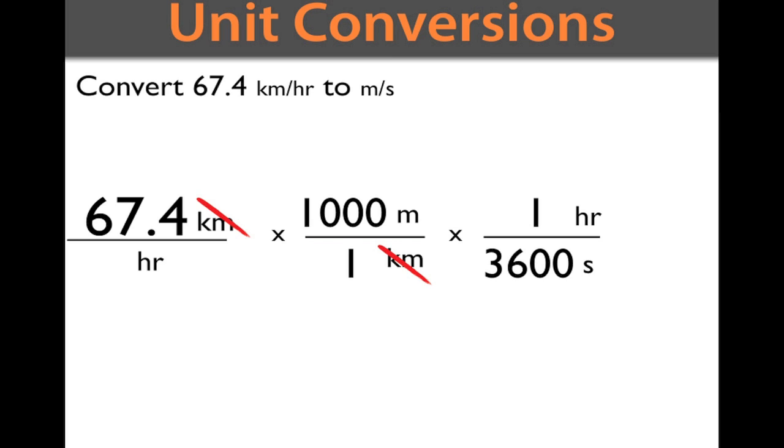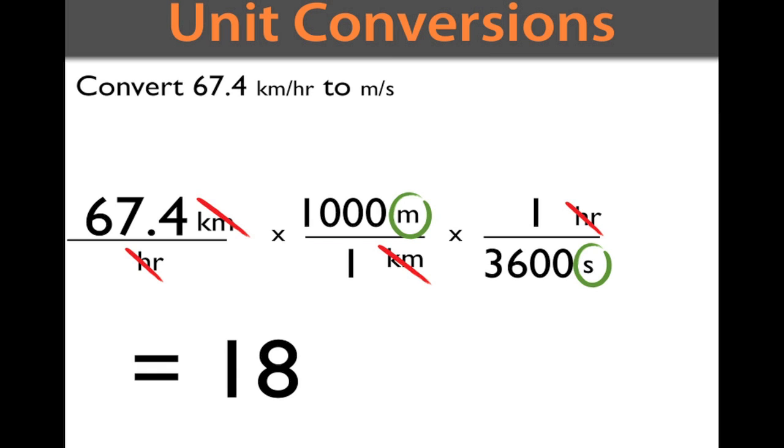However, if you don't know, there's 60 minutes in an hour and 60 seconds in a minute. And 60 times 60 is 3,600. So that's where that number's coming from. I'm not just making stuff up here. All right, so now you can see that we have hours on the top and hours on the bottom. So those can cancel off. And it looks like we just have meters on the top and seconds on the bottom. So our units are correct for what we're looking for.